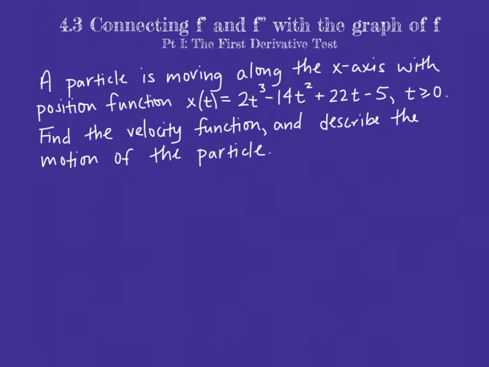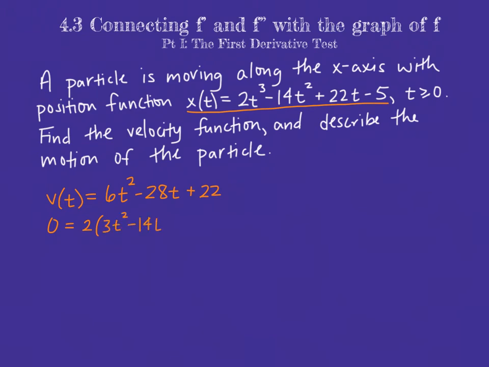So let's first find the velocity function, which is the first derivative, x prime, and we will simply use the power rule here. So we'll have 6t squared minus 28t plus 22. Then we want to find the critical points by setting this velocity to 0, and it looks like we can factor out a 2. So we'll have 3t squared minus 14t plus 11.